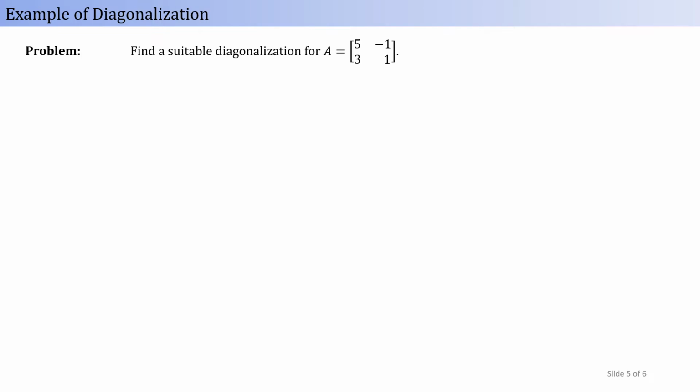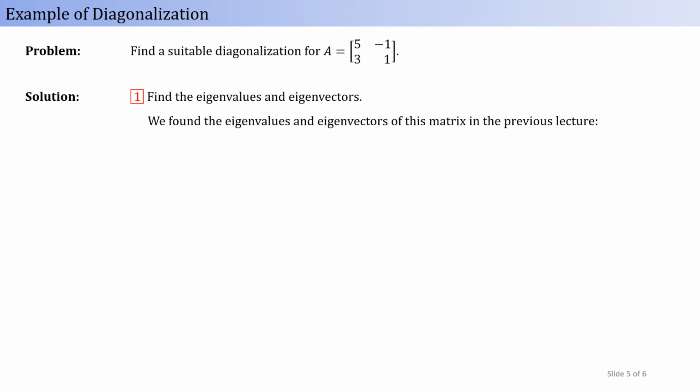So let's see an example of that. Let's say they give you this matrix and they ask you to find a suitable diagonalization. The first thing you want to do is find the eigenvalues and eigenvectors. And if you recall, we actually did this example in the previous lecture. We found the eigenvalues and eigenvectors. So the eigenvalues were 4 and 2, and the eigenvectors were (1, 1) and (1, 3).